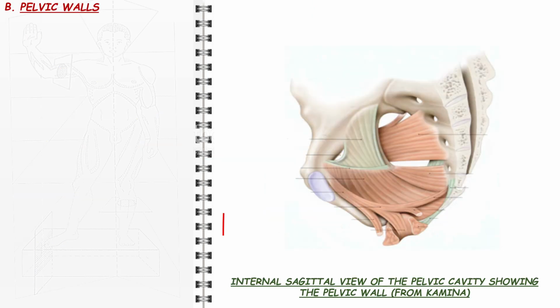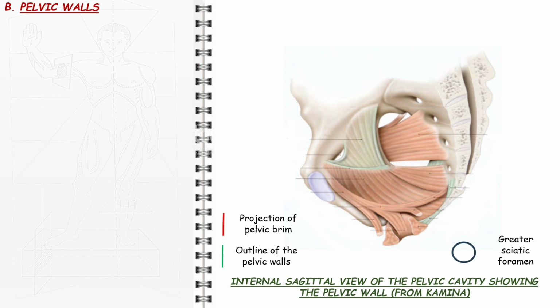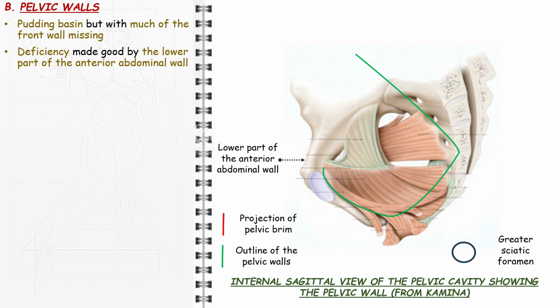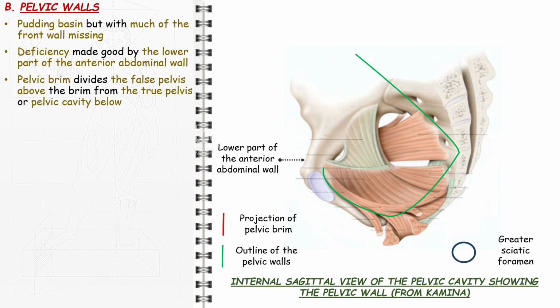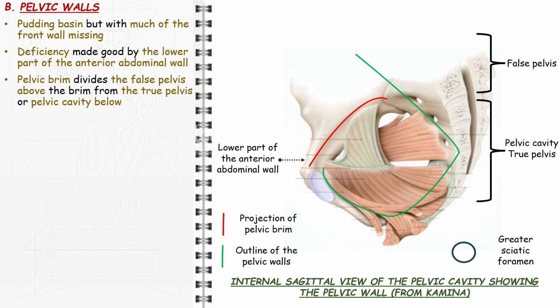The word pelvis is Latin for a basin, and, when properly tilted forwards into the anatomical position, the bony pelvis does bear some resemblance to a pudding basin, but with much of the front wall missing. The deficiency is made good by the lower part of the anterior abdominal wall, where the aponeuroses of all three anterolateral muscles lie in front of rectus abdominis. The pelvic brim divides the false pelvis above the brim, part of the general abdominal cavity, from the true pelvis or pelvic cavity below.